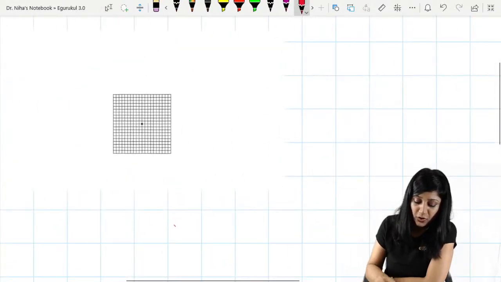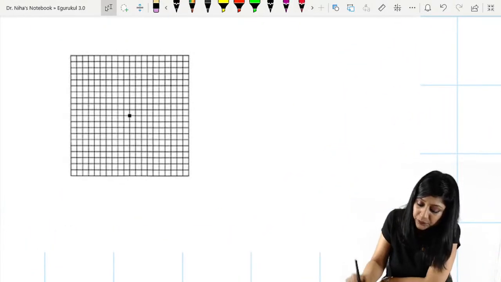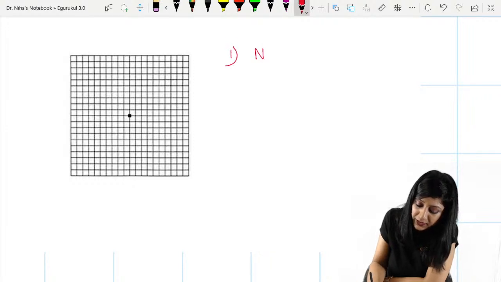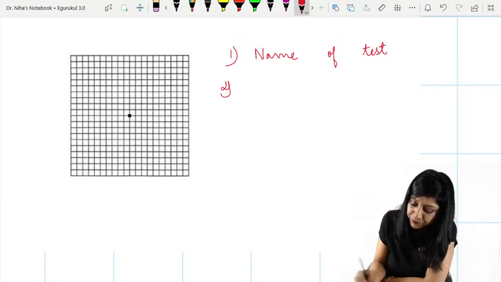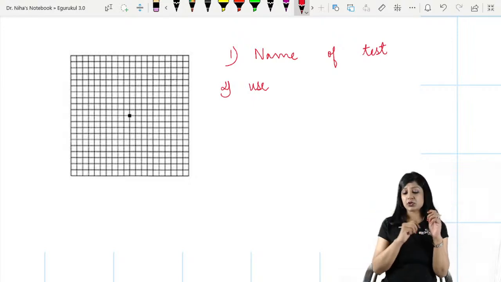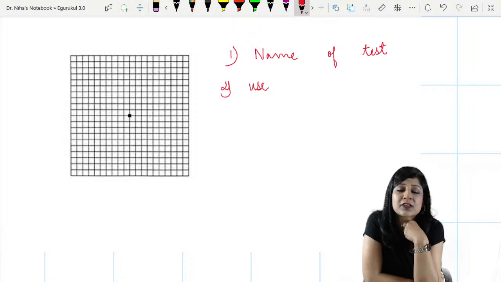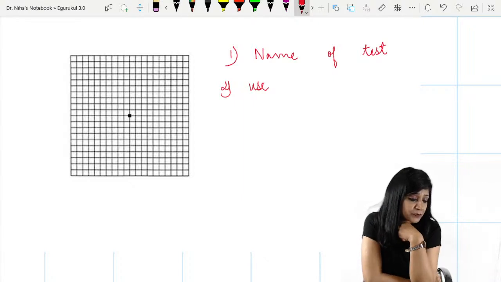Okay, now your next image is this. What is this? You have got 2 questions. Number 1, the name of the test and what is the use of this test. There are 2 things you have to tell me. What is the name of the test and where do you use it actually? It's a common test and it's an important one also. So you have to tell me the name of this test.